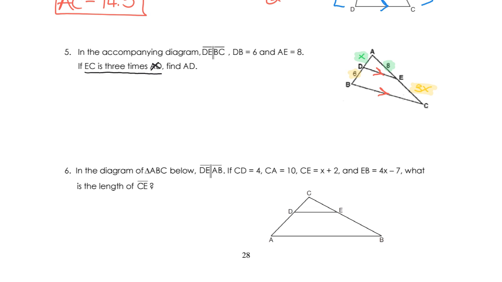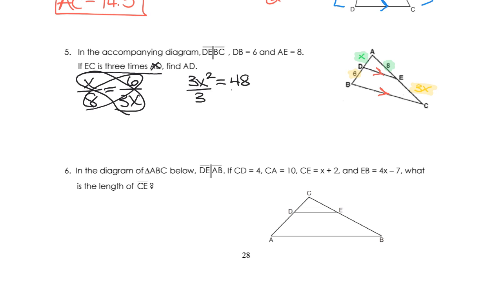So we'll go ahead and say that x over 8 will be equal to 6 over 3x. We'll go ahead and cross multiply. X times 3x, be very careful, is 3x squared, equal to 6 times 8, which is 48. We'll go ahead and divide by 3 and get x squared equal to 16.